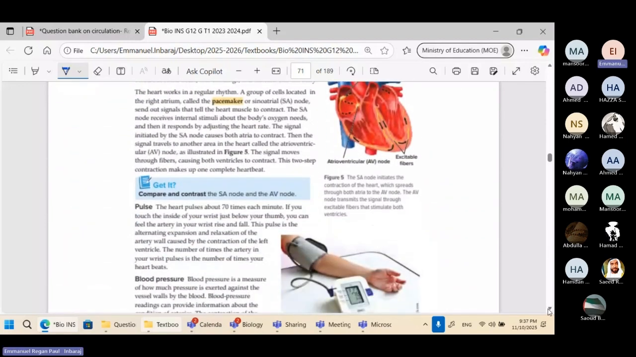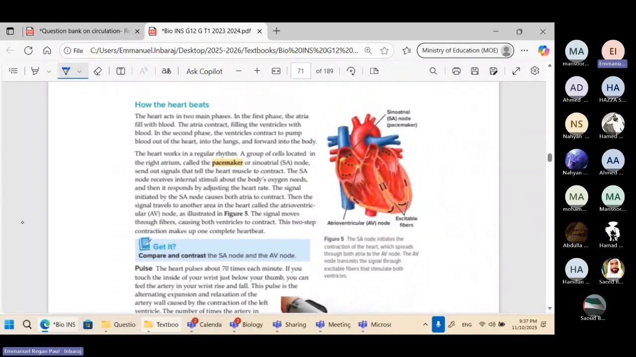Look carefully here. See, this is the heart. Can you see one thing here? There is a group of cells here, and you can find one more here. This is called the pacemaker, a group of cells located in the right atrium. This is the right atrium. So in the right atrium, you will find a group of cells, and the name of it is the pacemaker or SA node. Remember South Africa. So this is the pacemaker or sinoatrial node.